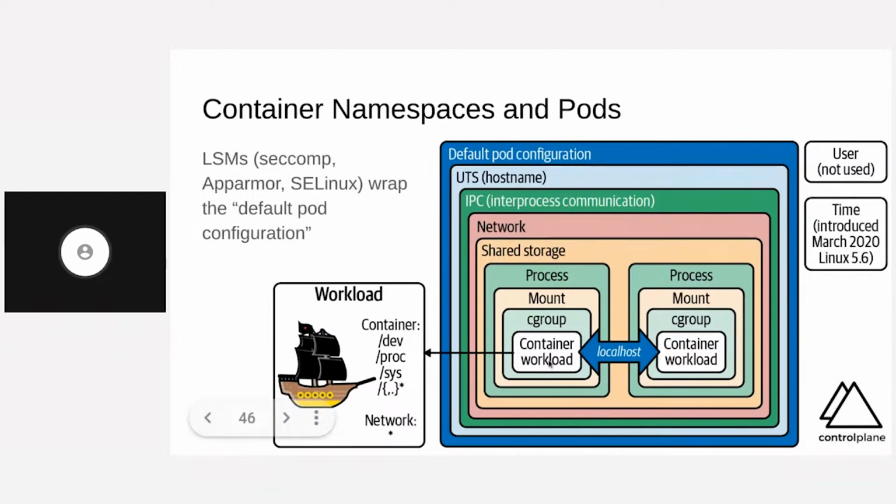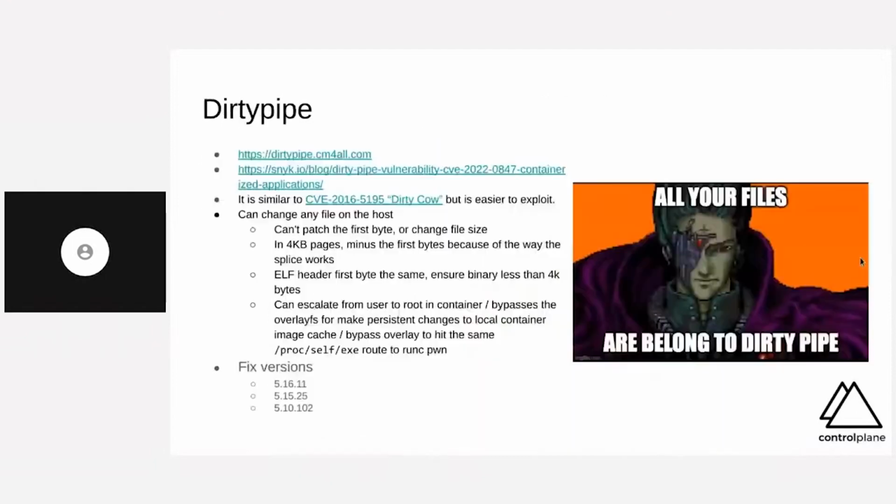We have the workload in the middle, which is the container's process. C groups are our resource accounting. Mount namespaces provide our file system isolation. The process tree sits in the process namespace, which is PS, as we saw before. We share some storage. We share the network. So the loopback adapter is the same for both. If you bind to port 80 on the pod in both containers, it's the same port. And there's a few other things there as well that we don't really mind too much.